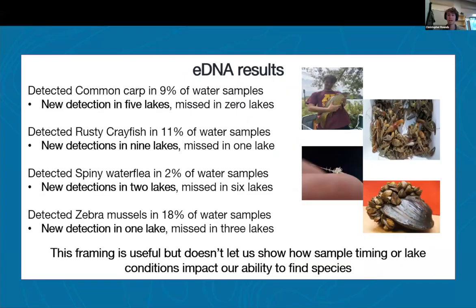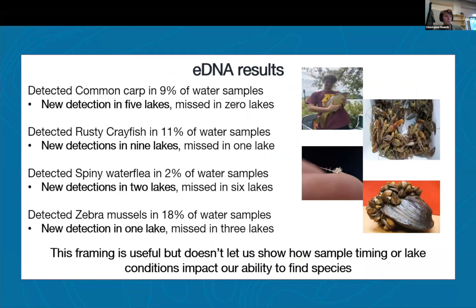So jumping into some basic results here, we detected common carp and rusty crayfish in about the same percentage of our water samples, right around 10. Interestingly, we had new detections of common carp in 5 lakes, and we missed them in 0 lakes. So any lakes where they were known to exist, we got common carp DNA from those lakes. Rusty crayfish, we got a lot of new detections in 9 lakes, and we missed it in 1 lake where it was thought to exist.